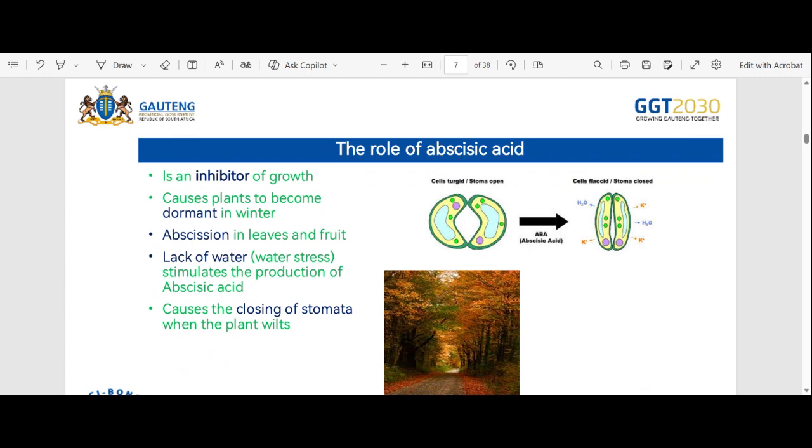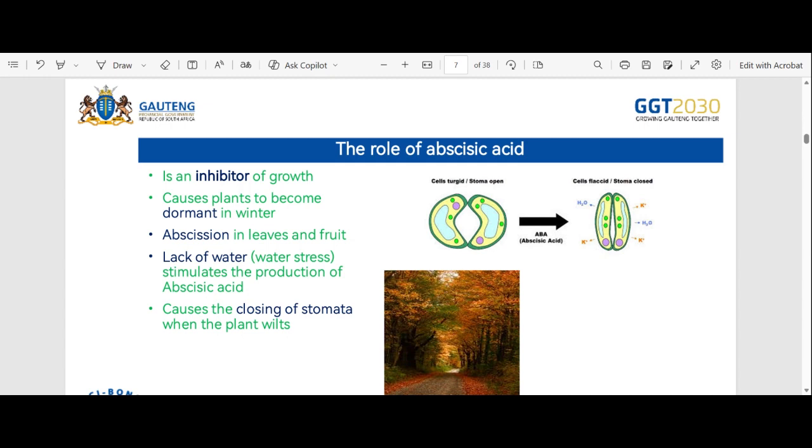So what triggers abscisic acid? Lack of water or stress stimulates the production of abscisic acid. Why does it stimulate the production of abscisic acid? Because in winter, there's not a lot of water, right? Or in places where there's not a lot of water, a plant secretes a lot of this hormone, because that's a signal to the plant not to grow. It uses minerals it gets from water in order to conduct certain processes within it, right?